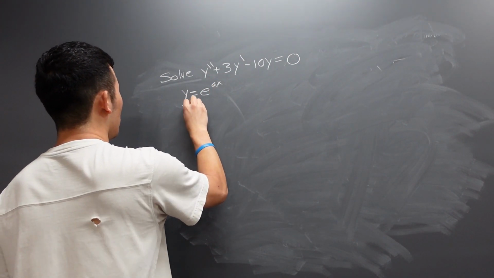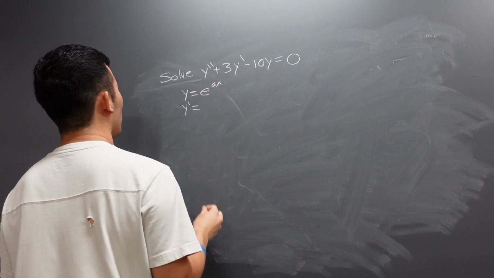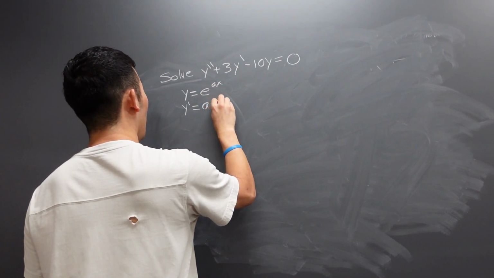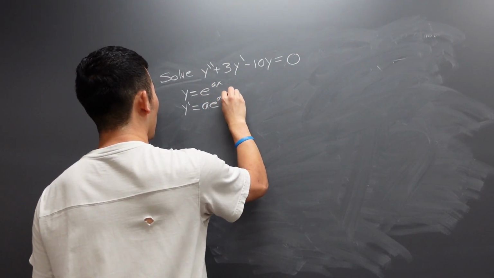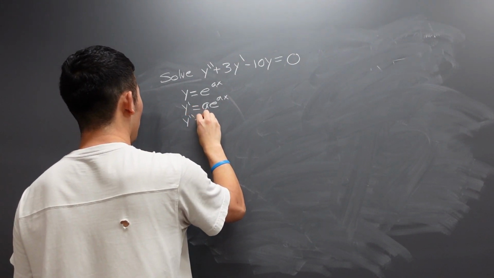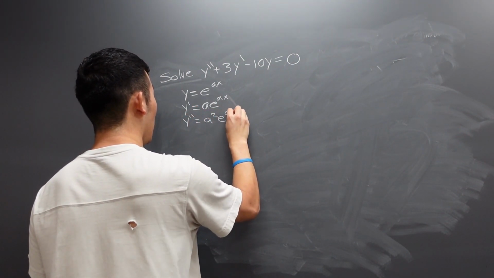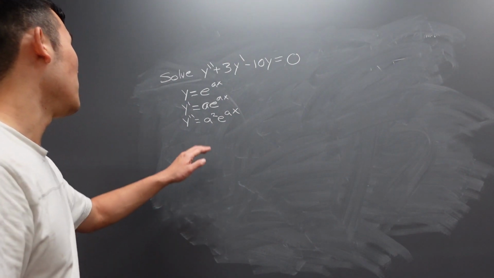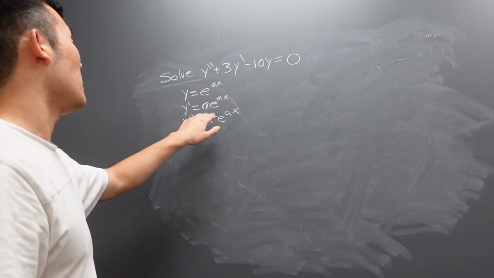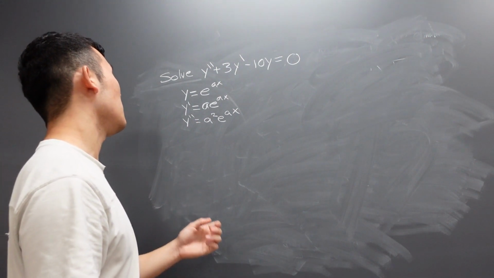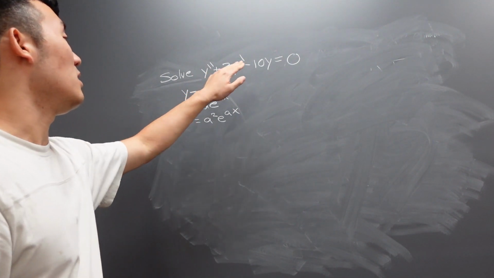So what's the derivative of that? y prime is just a e to the ax. y double prime would be a squared e to the ax. Now I could plug in e to the ax, a e to the ax, and a squared times e to the ax back into the original equation.